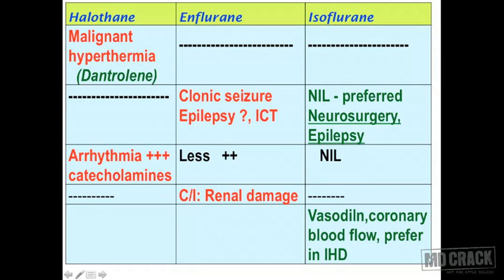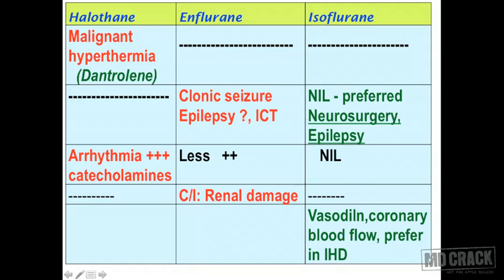Going to the next column, one of the important known adverse effects of halothane is precipitation of cardiac arrhythmias. This cardiac arrhythmia has been shown with a 3+ sign in red color, making you remember that arrhythmia is a very important adverse effect of halothane. And this happens because halothane sensitizes the myocardium to the action of catecholamines. With enflurane, the chances of arrhythmia are less, and with isoflurane, they are almost nil.